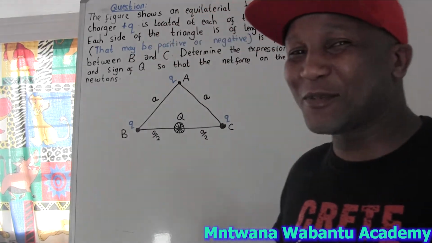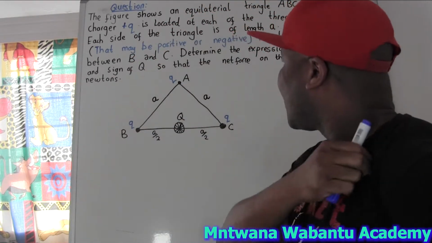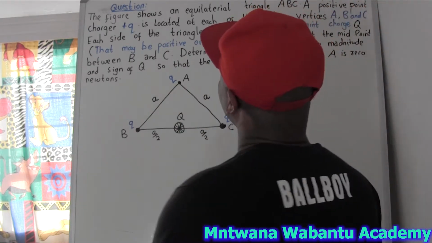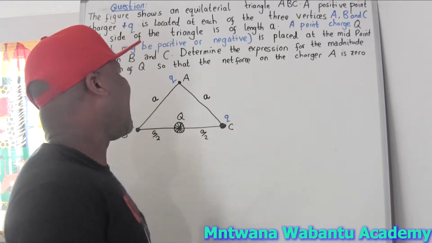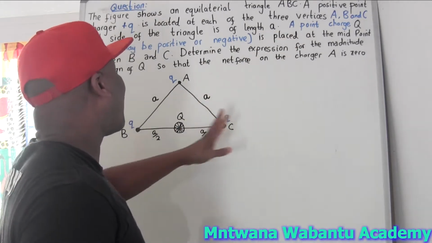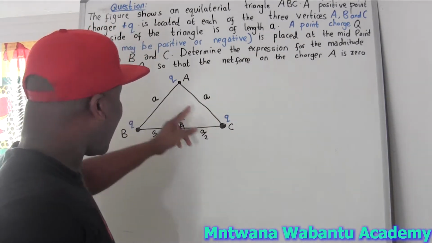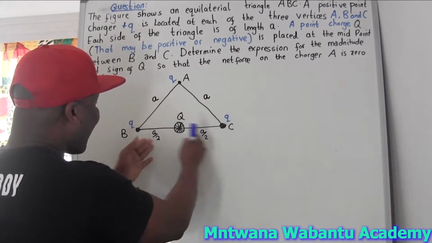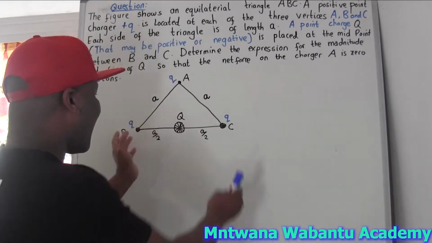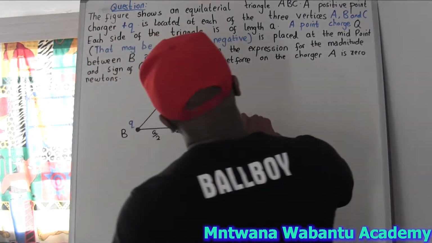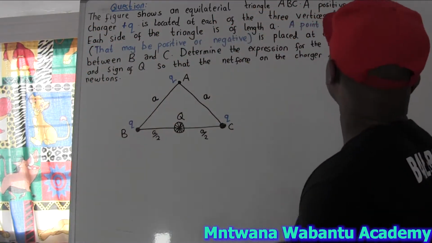Let's get started. We don't want to waste time. Let's get to the business. First and foremost, the figure shows the equilateral triangle ABC. All the distances are equal, so this is A, because this is half A. Anyway, this charge is the same as this charge, and the same as this charge.